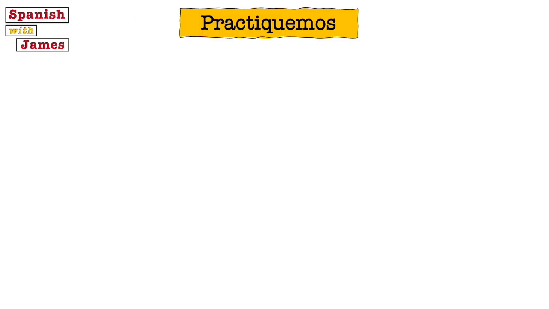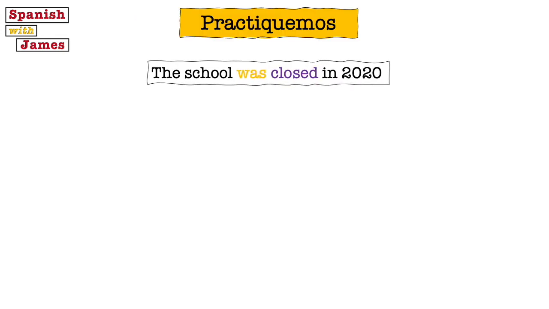Ahora practiquemos. Now let's practice. The school was closed in 2020. Now let's go through this one together. Again, we need to ask ourselves certain questions like, what tense is this in? That's the past tense. We're going to use the preterite for that one. And which verb is this? It's the verb to close, which is the verb cerrar. And we need to make it reflexive.